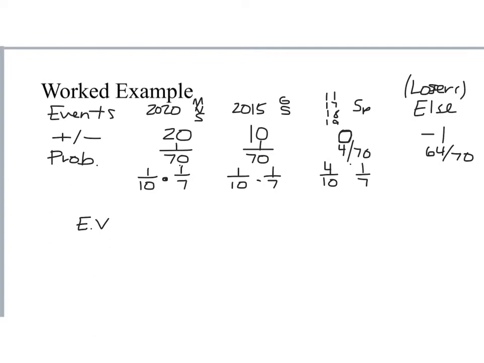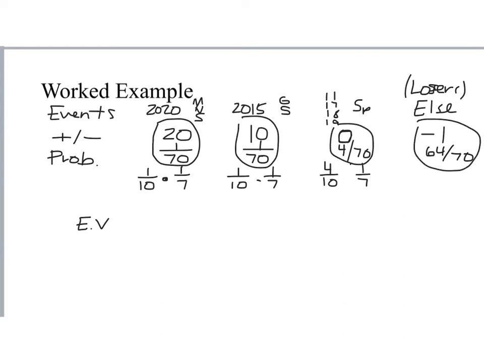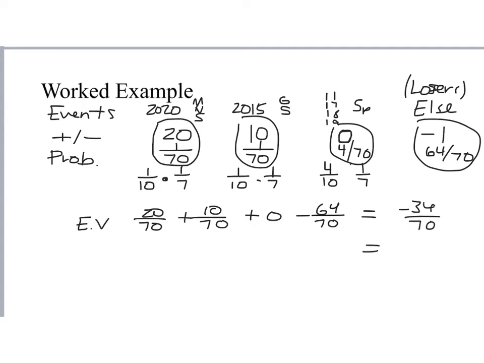Calculating the expected value, here's where we do our gain-loss times our probability and add each of these up. So I would have 20 out of 70 plus 10 out of 70 plus 0 minus 64 out of 70. Adding these up, I get a negative 34 out of 70, which is a negative 0.48, somewhere around negative 0.49. What this means is that the players would be losing about 50 cents every time they play. We want this to be as close to negative 0.2 as possible. Therefore, I need to make some changes.